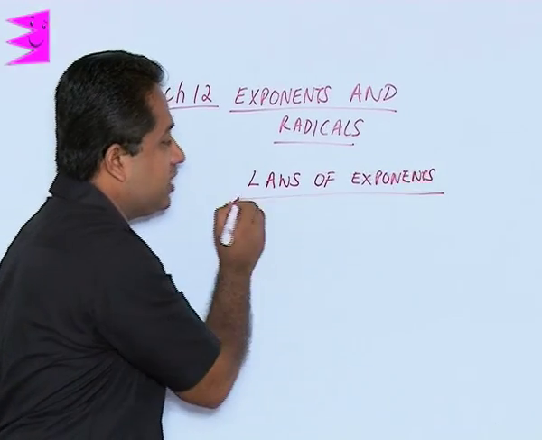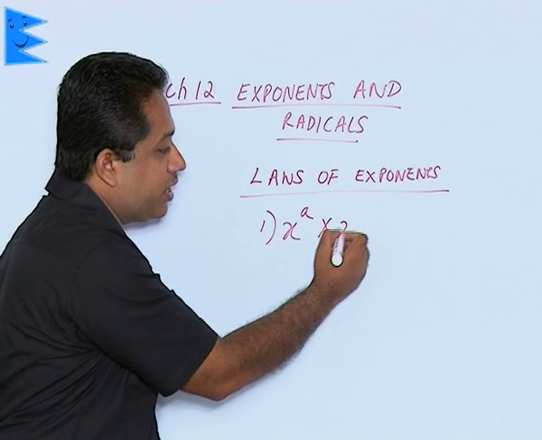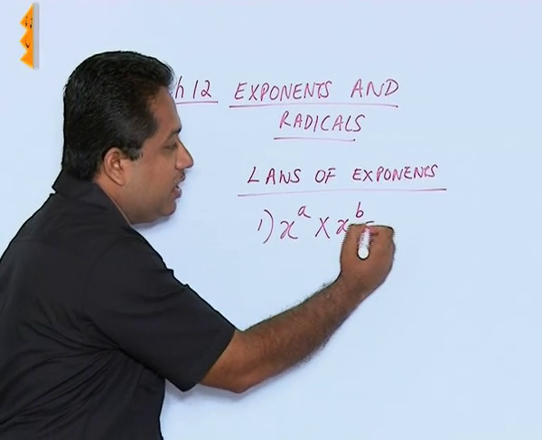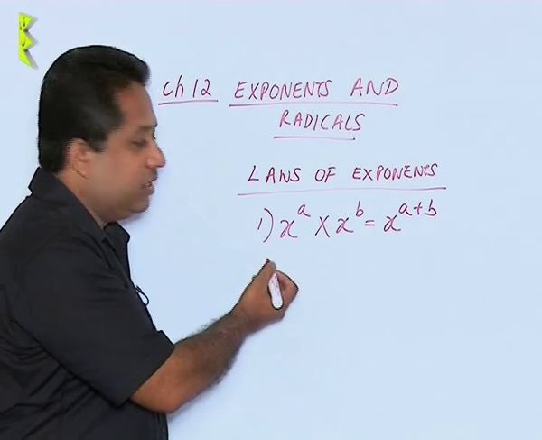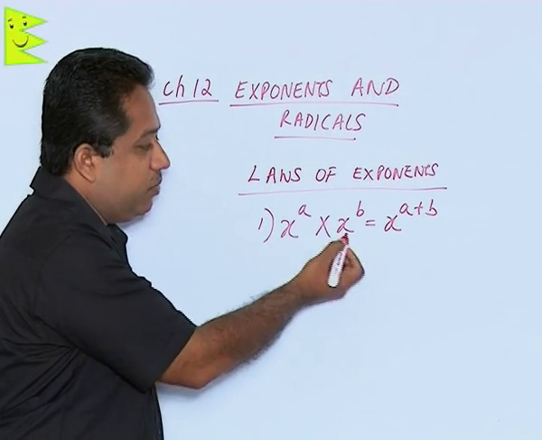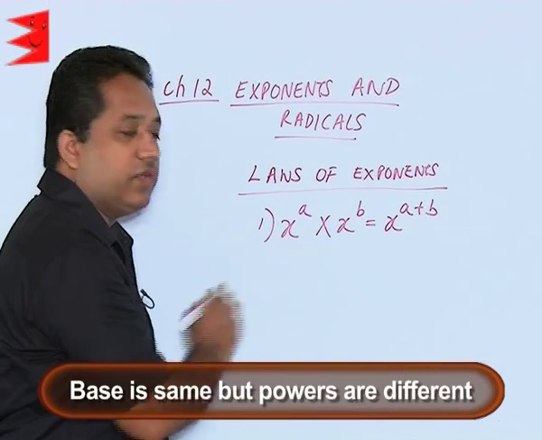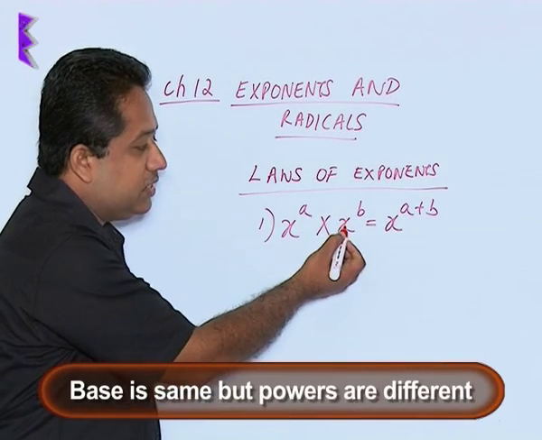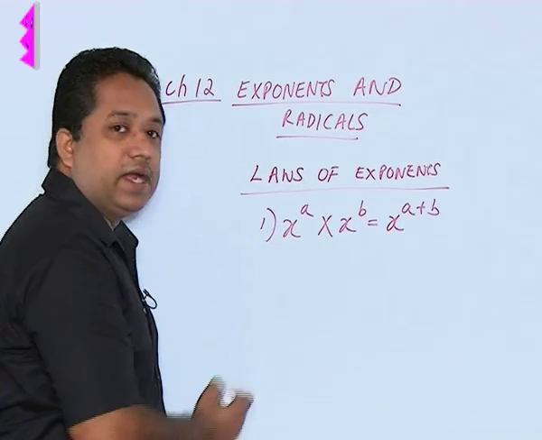The first law says that x to the power a into x to the power b is equal to x to the power a plus b. Look at this law. Here we are multiplying two numbers. The base is the same, but the powers are different. So when we multiply, the base is x, but the powers are added.